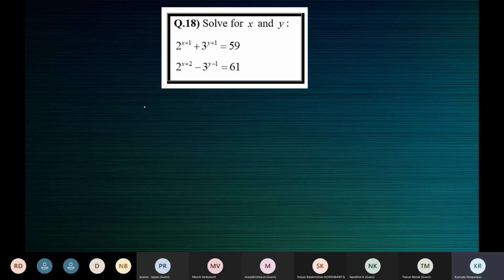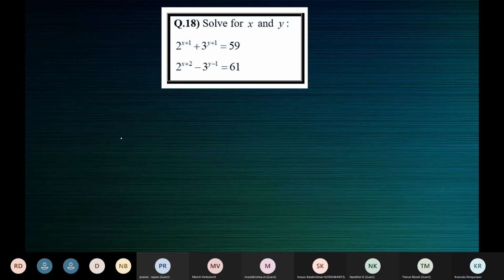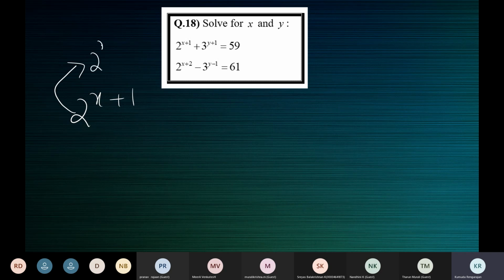Now suppose you have 2 to the power 8. Can I write it as 2 to the power 5 into 2 to the power 3, as one of the ways? Yes, ma'am, because 5 plus 3 is 8. The bases are the same, it's multiplication, so add the powers. That's 7th and 8th standard exponents. Like that, children, 2 to the power x plus 1: how would it have looked earlier? 2 to the power x into 2 to the power 1. Yes or no?